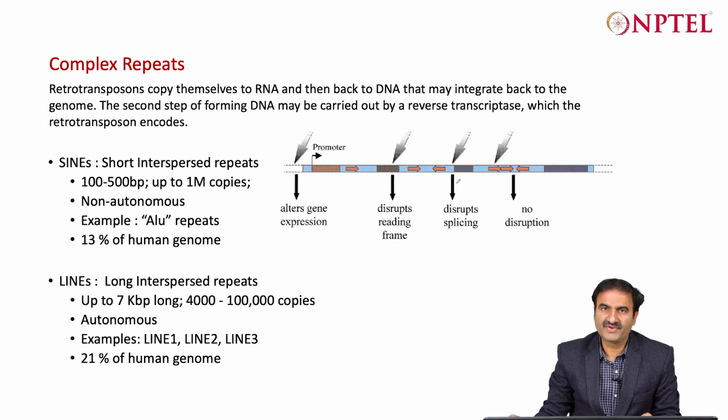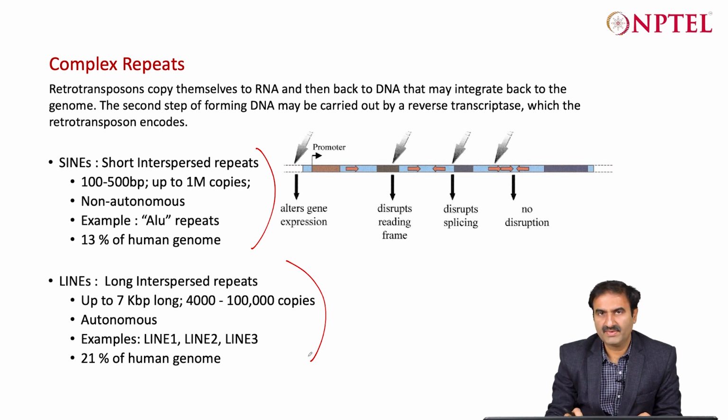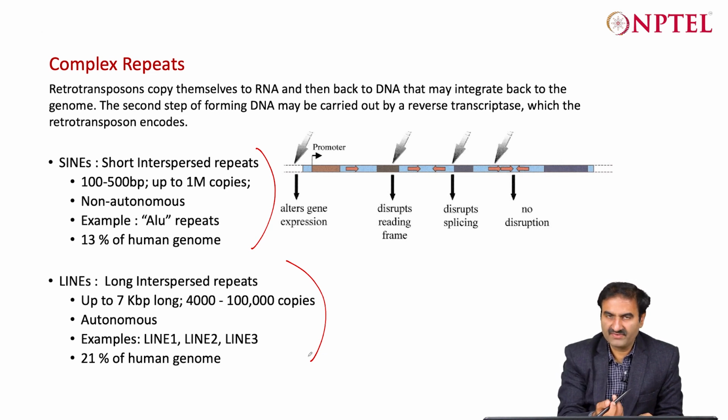Okay, so SINEs and LINEs are two kinds. I'm just repeating what I covered initially in the previous classes, but I'm giving an overview of repeats so that I can connect the next part to it. You can see that SINEs and LINEs are two interspersed repeats, short and long interspersed repeats.